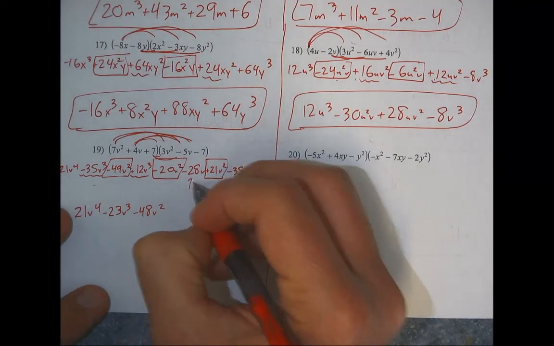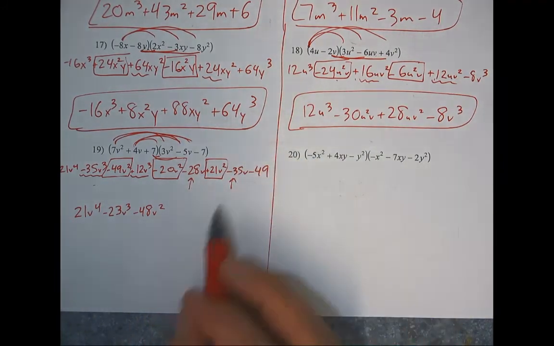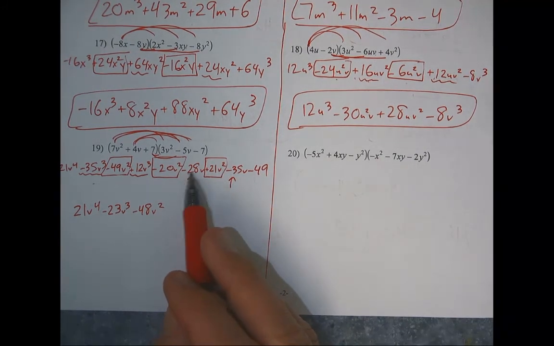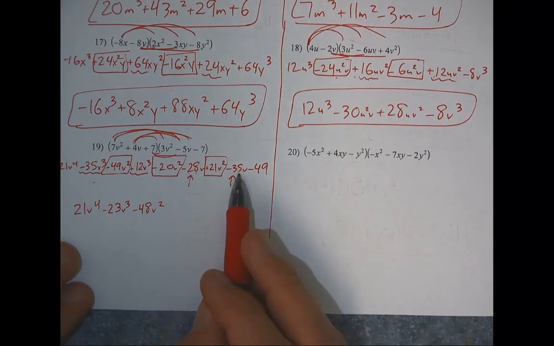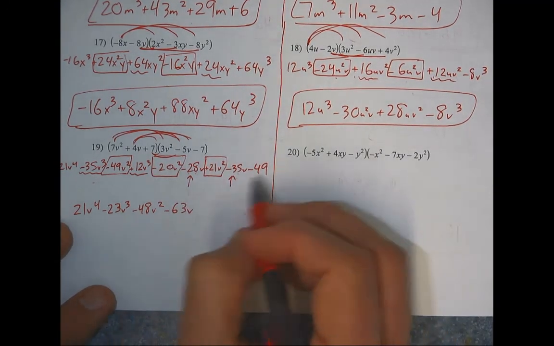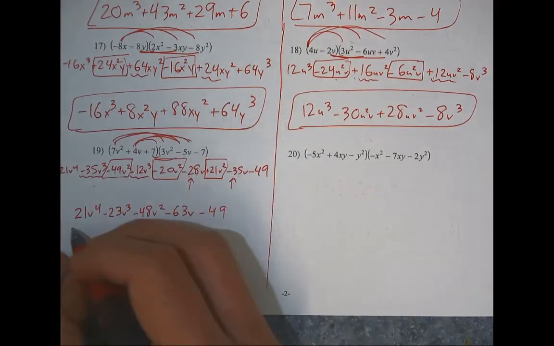Then I still have a v and a v. 20, they're negative, so they'll combine. 20 and 30 is 50, plus 8 is 58, plus 5 is 63. So negative 63v, and then you still have minus 49 on the end.